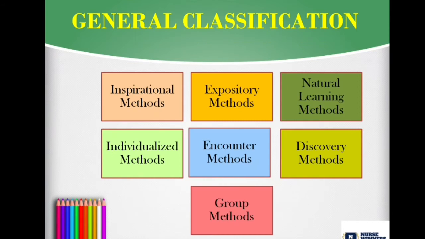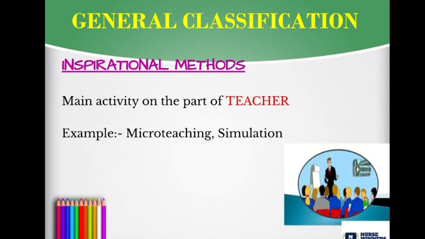So the first classification was general classification. It has 7 points under it. First one is inspirational method. Second is expository method. Third is natural learning method. Fourth is individualized method. Fifth is encounter method. Sixth is discovery method, and the last is group method. So these are the 7 methods under general classification. Let's see each in detail.